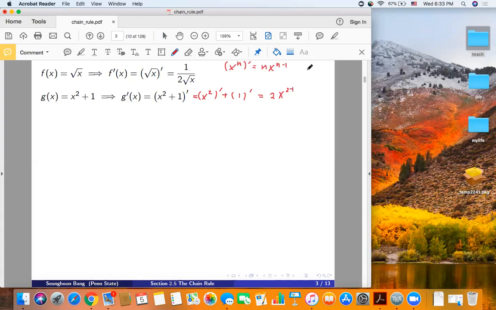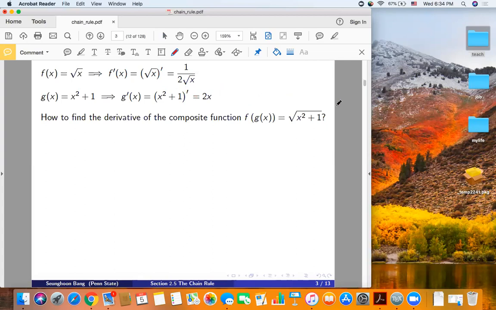One more. What is a constant prime? The constant prime equals 0. So we have plus 1 prime, which is 0. Exactly 2 times x. Yes, 2x. This is g of x. It's good.